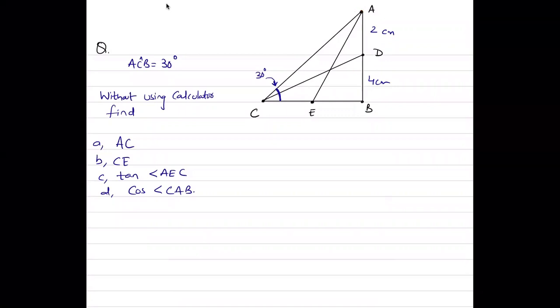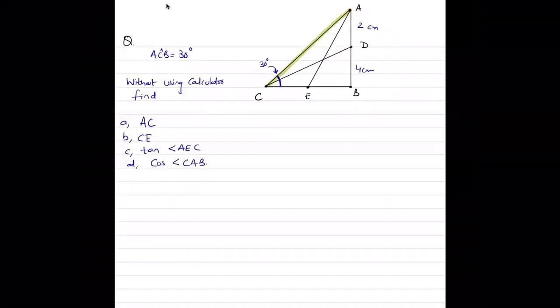So let me highlight this AC. This is your length AC. How do you plan on finding the length of AC? Any suggestions? To find the length of AC, consider this entire triangle ABC, the outer triangle ABC. You know this angle is 30 degrees. And what is the length of AB? 6 centimeters. Yes.